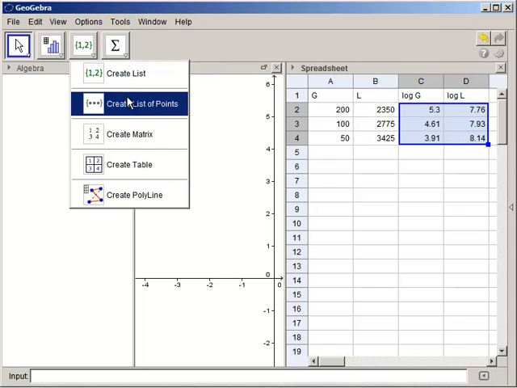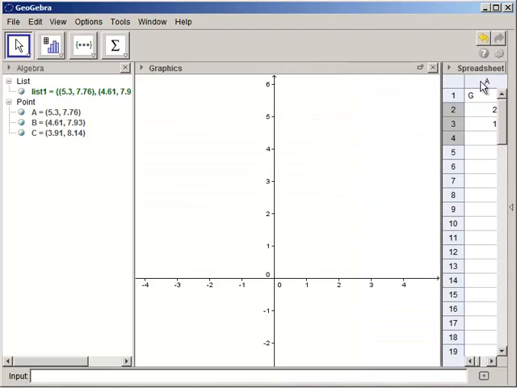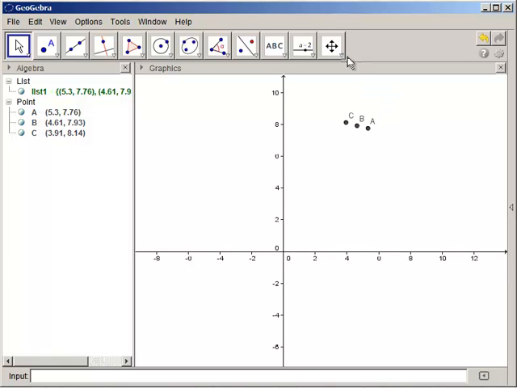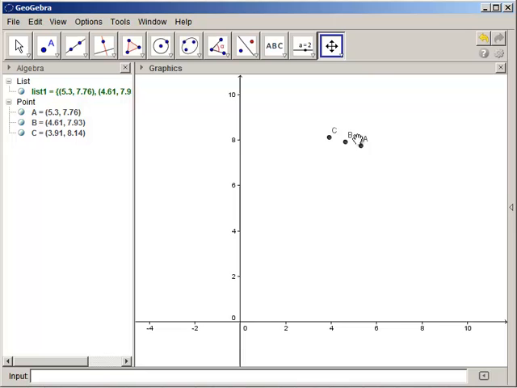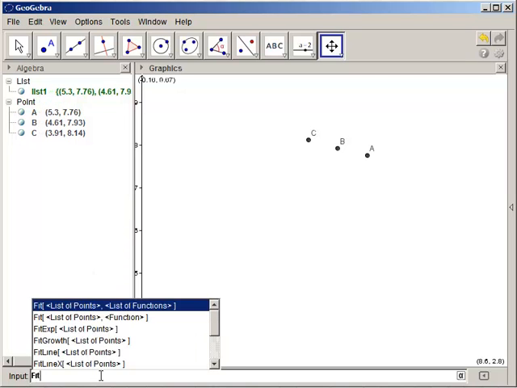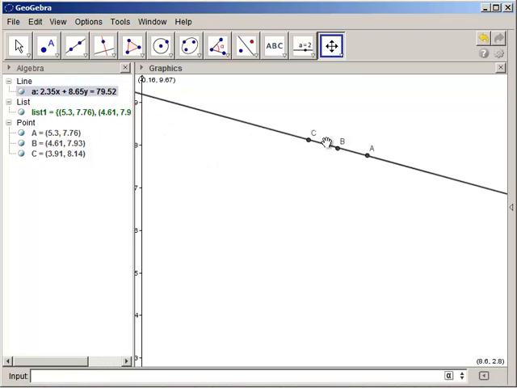I come over to create a list of points. And now let's shrink this way down. In fact, let's turn it off entirely. I'll turn off the spreadsheet for now. And let's zoom in a bit. All right, these points are sort of linear in a downward slope like that. I'm going to put a best fit straight line. Notice that these points are incorporated into this list called list one. So I'm going to say fit line square brackets and then type in list one. And there's my best fit line to this data.